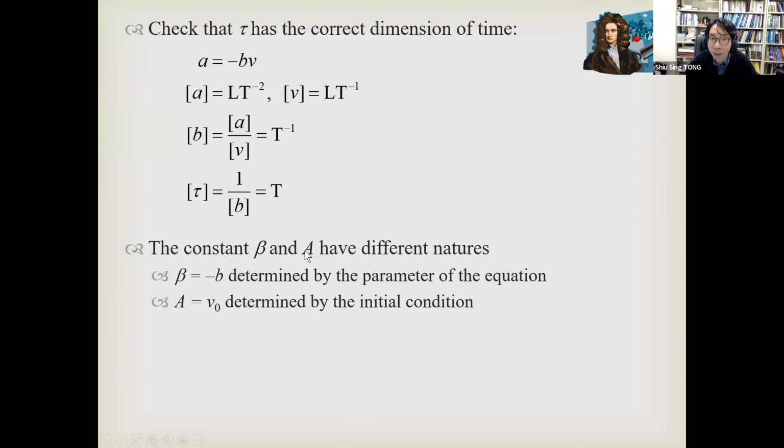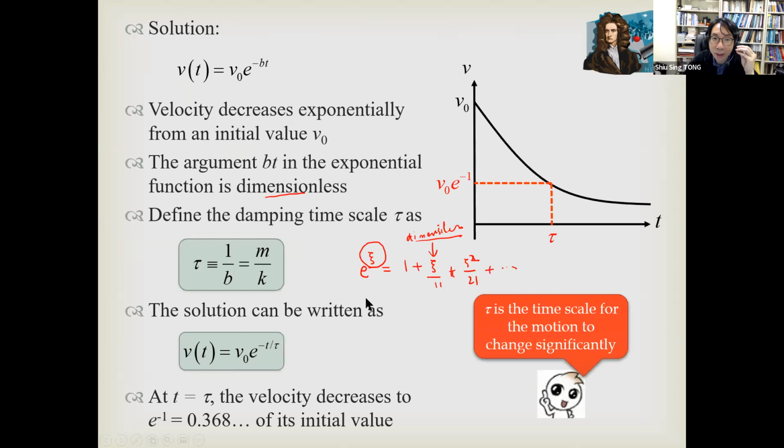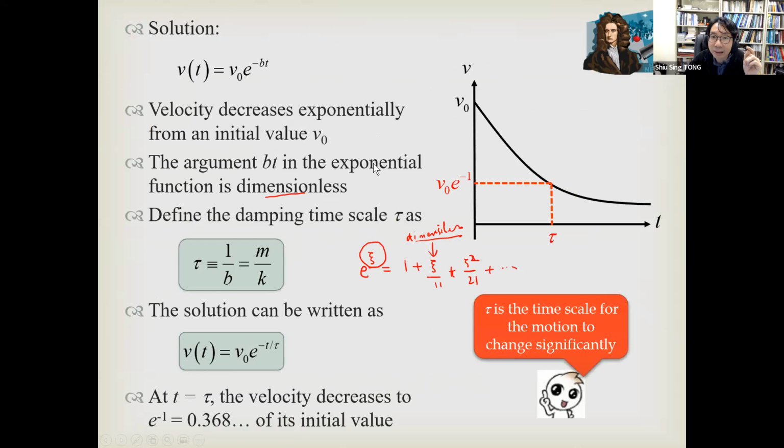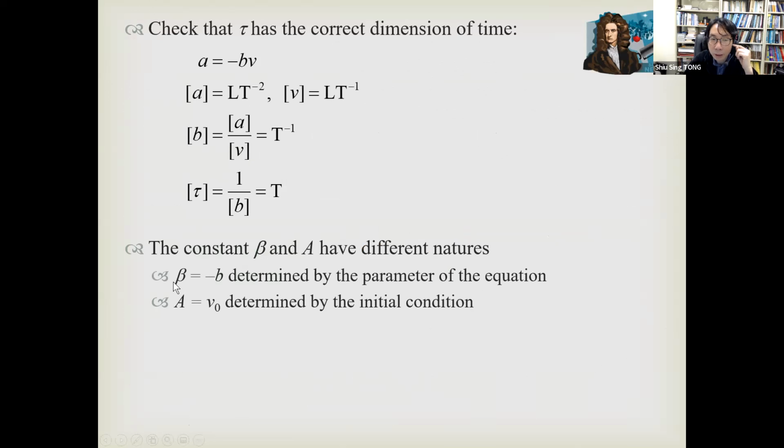That is a time. Now, another thing to note is that beta and A have a different nature. We have introduced two constants in assuming a solution. We have assumed a solution to be in this form, which contains two constants, A and beta. But they are of different nature. The first constant beta is eventually shown to be minus b, which is determined by the parameters of the equation. And that means in order for the solution to work, you have to choose beta equal to minus b. You don't have another choice. That is already determined by the equation itself, determined by the motion.